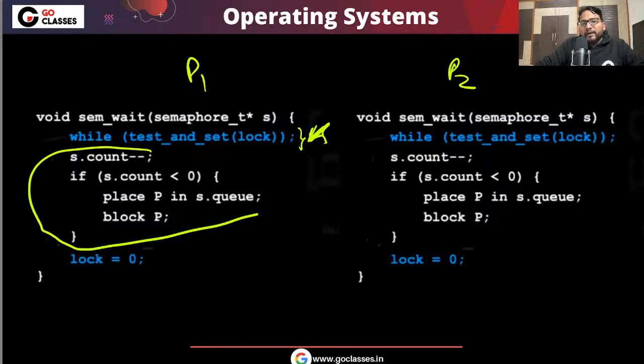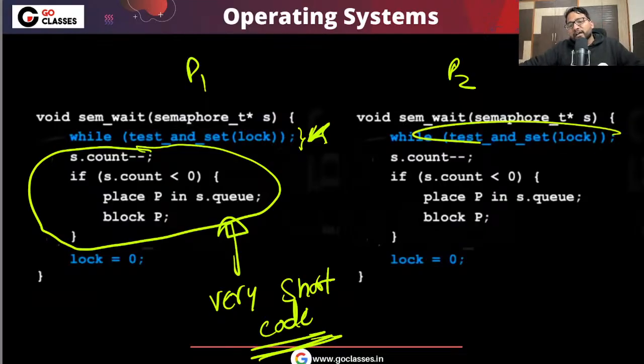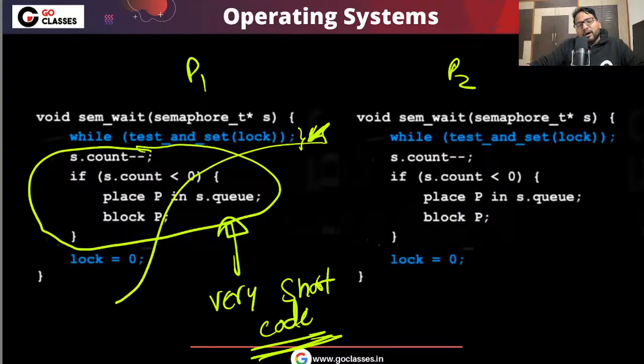Now you tell me how many lines of code this is. Isn't it a fixed number of lines? Maybe 3, 4, 5, 10, or whatever, right? So it is a very, very short code. Hence, if P2 is waiting here, then how long? Whenever P1 gets scheduled, it will get scheduled in just one quantum, in just one round robin, and it will say that, okay, my lock is now 0.